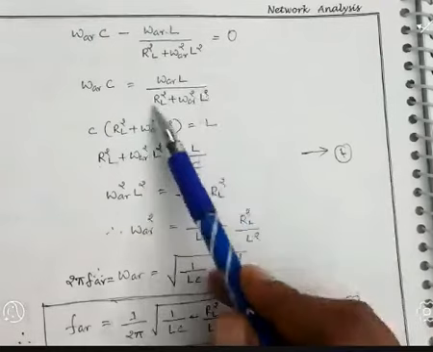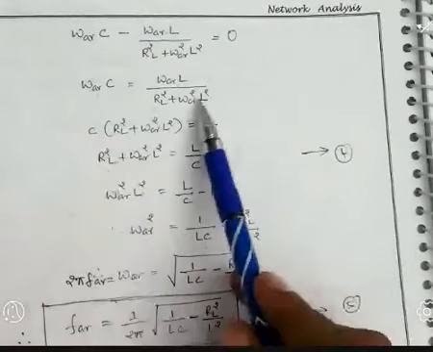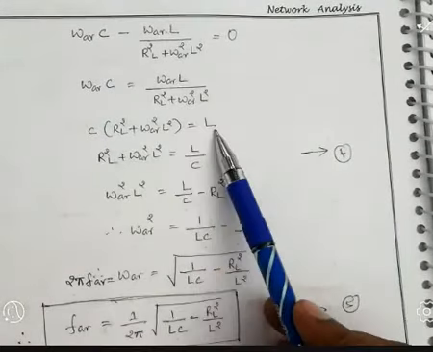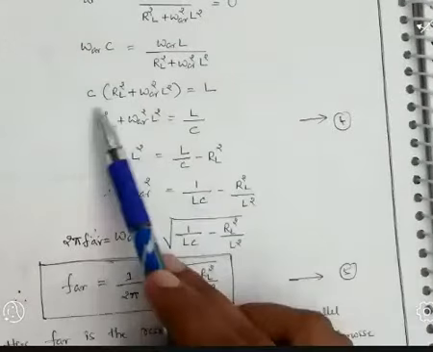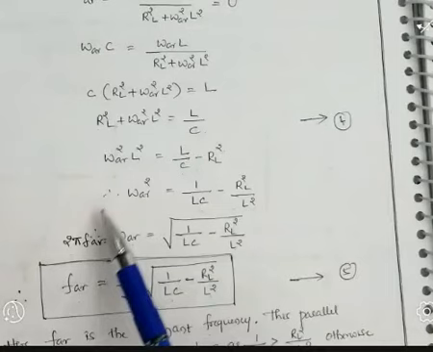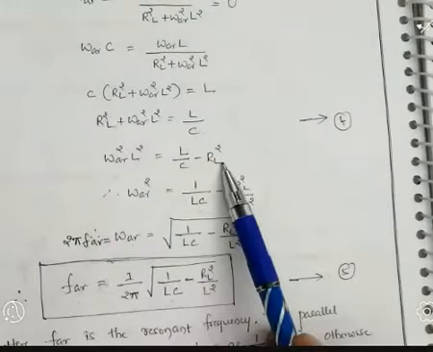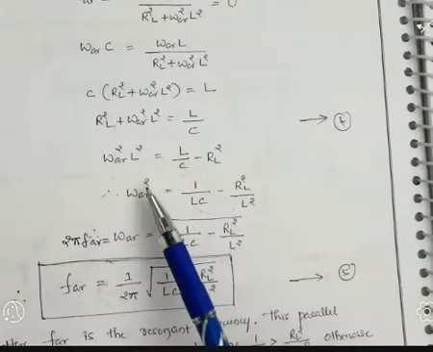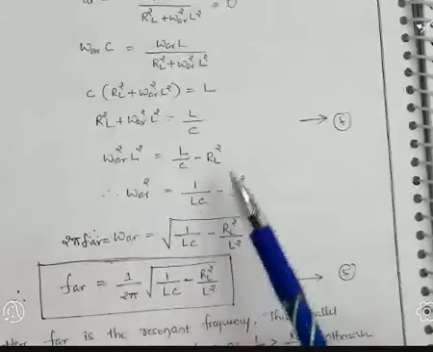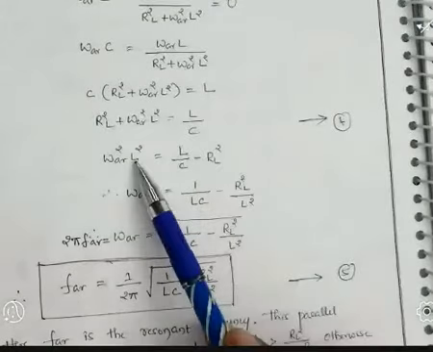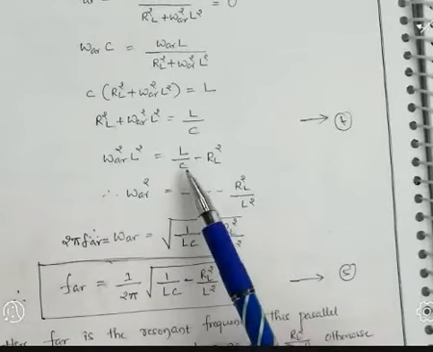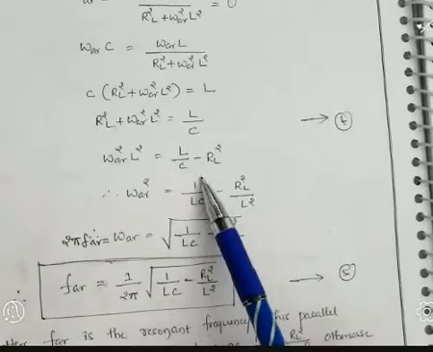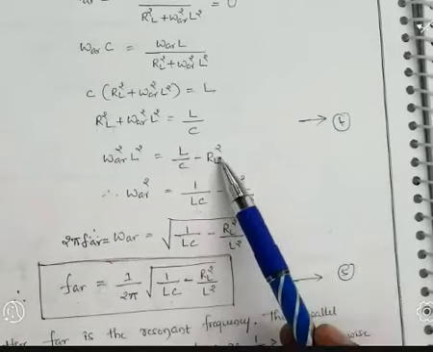Next, I will take this term to the LHS. It becomes C multiplied by this term, leaving L. Further, I will take C towards the RHS, then RL square towards the RHS, leaving omega AR square equal to L by C minus RL square. Now I will take L square towards the RHS. L by C multiplied by 1 by L square becomes 1 divided by LC, minus RL square divided by L square.